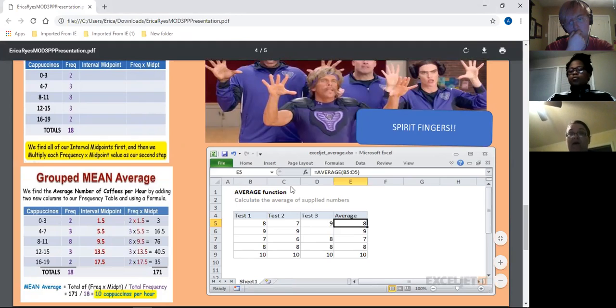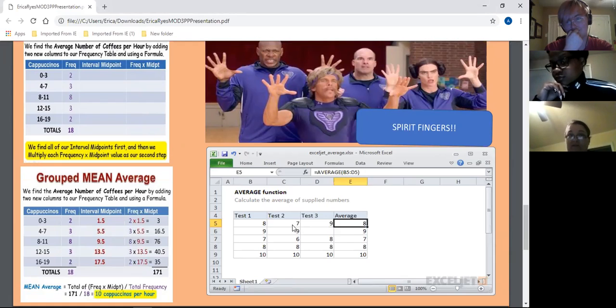But over here, as Jamisha has already showed us, we can use the average button in Excel. And we can find the average of test scores, the average of coffee drinkers, the average of ball players, anything by using Excel. And we don't have to use a calculator. It calculates everything at one time, which is pretty awesome.